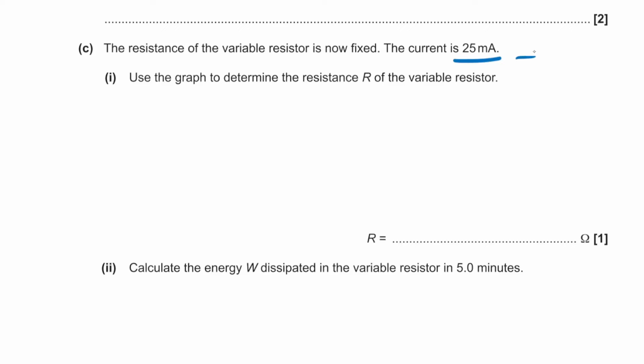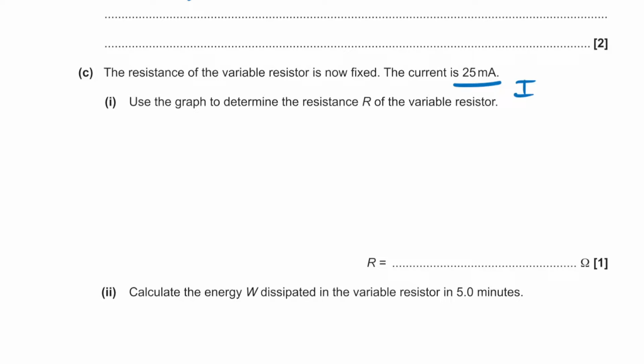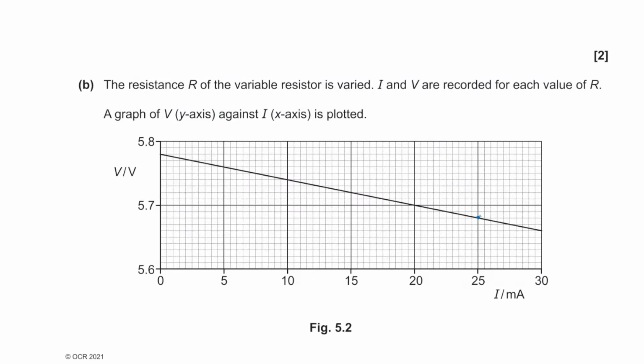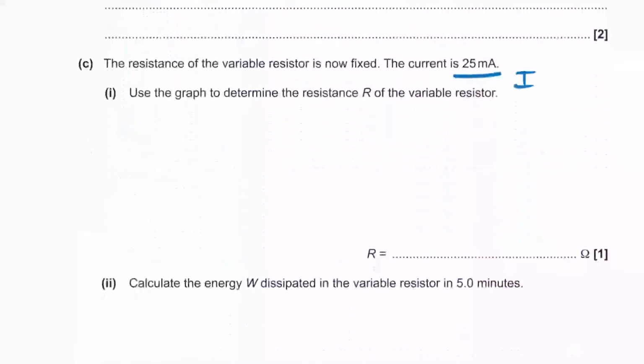Resistance of the variable resistor is now fixed. Current is 25 milliamps. Use a graph to determine the resistance R of the variable resistor. Okay, so what we have to do is read off the graph. 25 milliamps is right there, and so that is 5.68 volts. There we go. So it's just V equals IR because we're just dealing with the variable resistor. We're not looking at the whole circuit. That's really important. When it comes to electricity questions, circuits, you've got to think, am I looking at the whole circuit or can I just deal with individual components? And at this point, we're just dealing with an individual component.